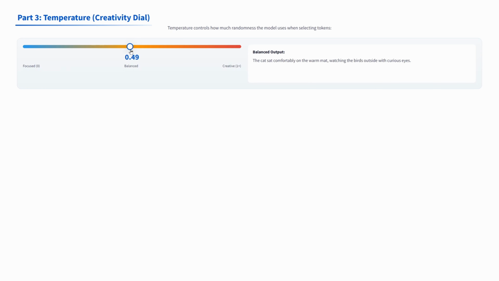At medium temperature, between around 0.5 and 0.9, you get a balance. Natural conversation with some variety. The cat sat comfortably on the warm mat, watching the birds outside with curious eyes. At high temperature, 0.9 and above, the model considers less likely tokens more seriously. More creative and more surprising, but sometimes nonsensical. The cosmic feline preached upon the eternal tapestry, contemplating the quantum uncertainty of existence. Wow.